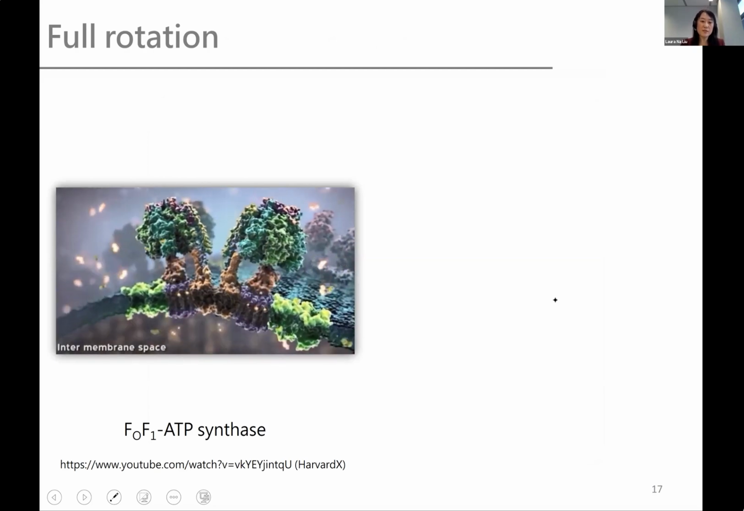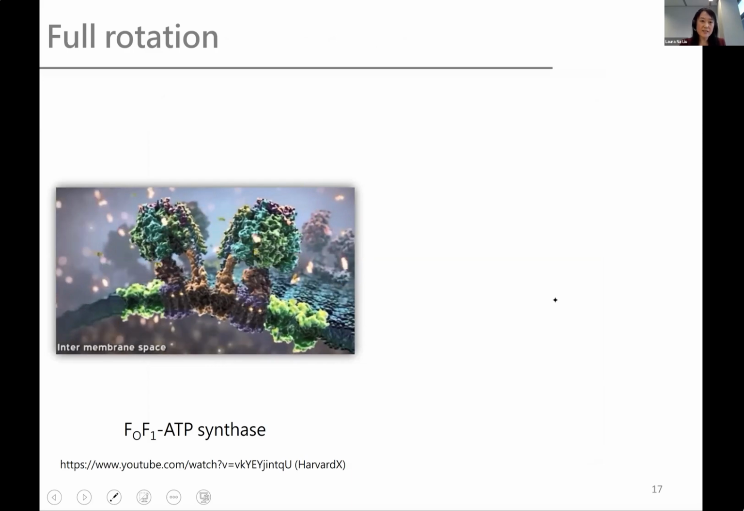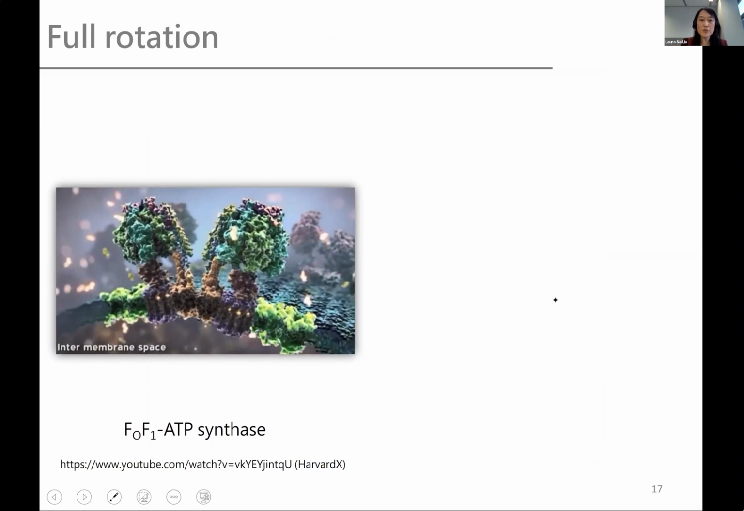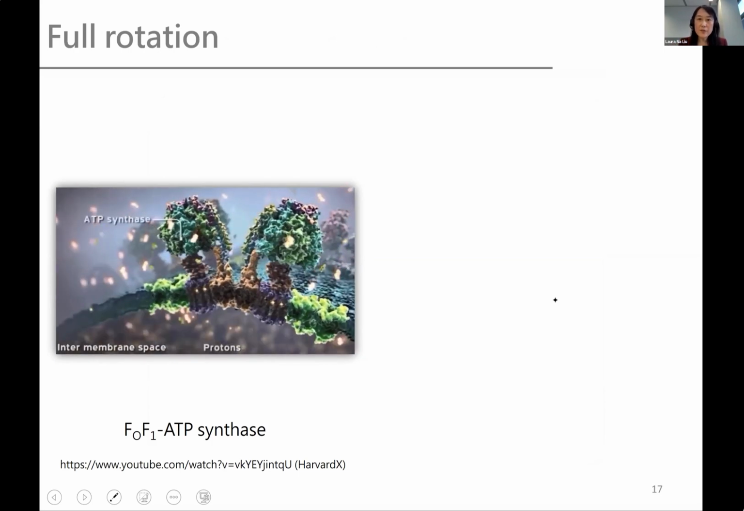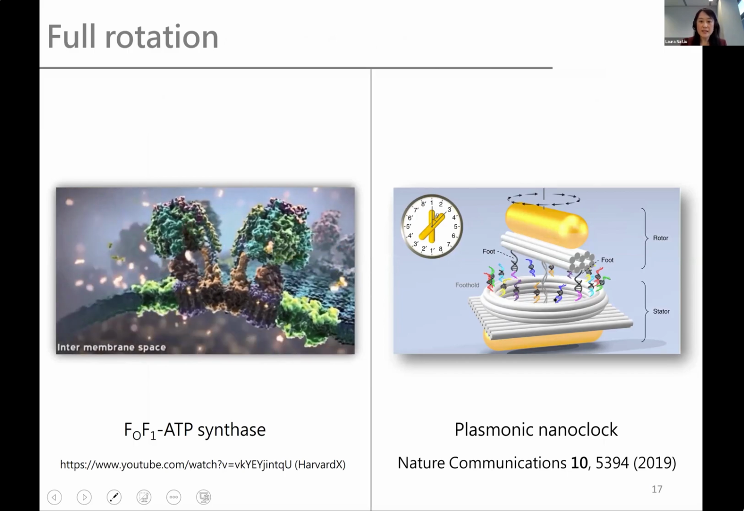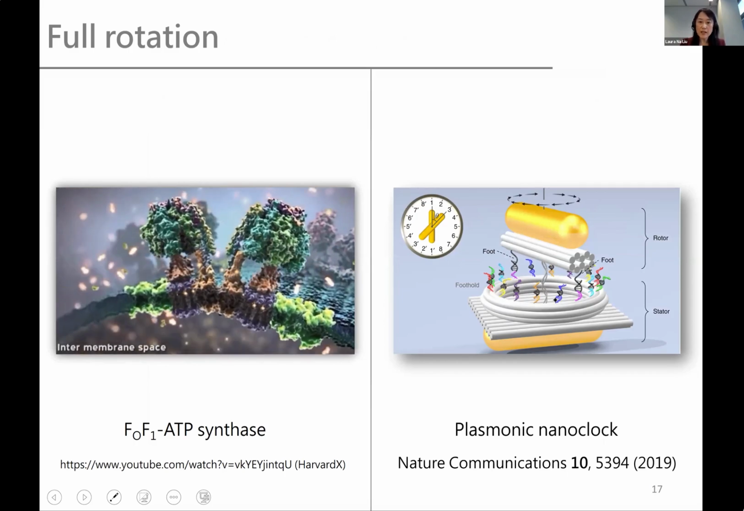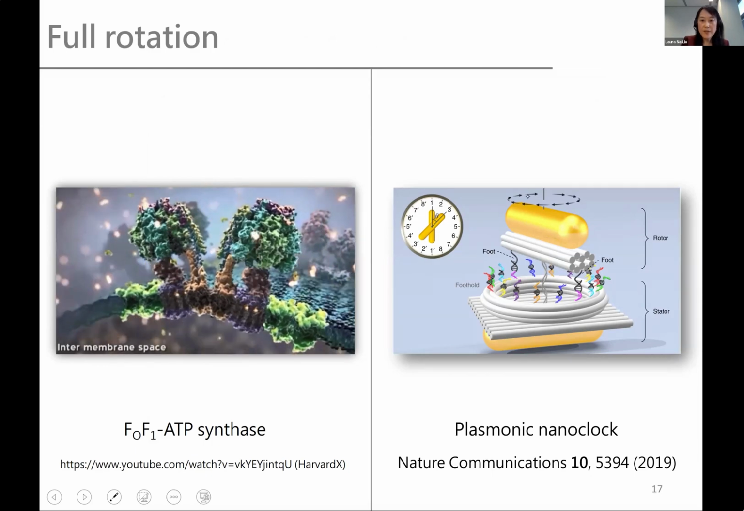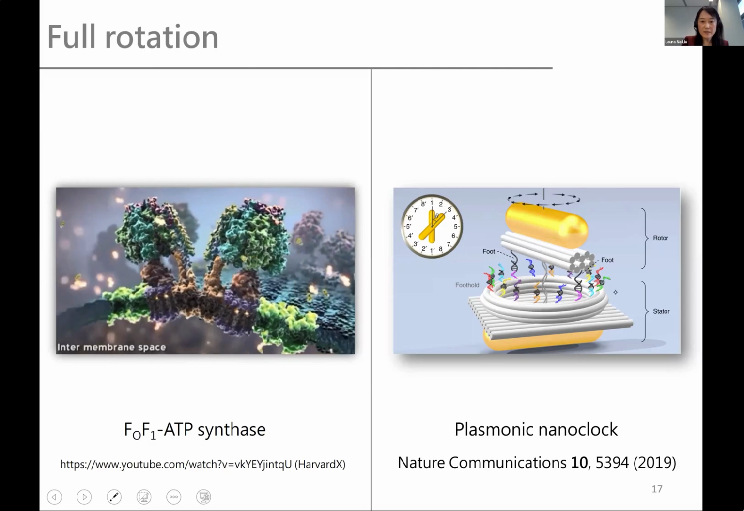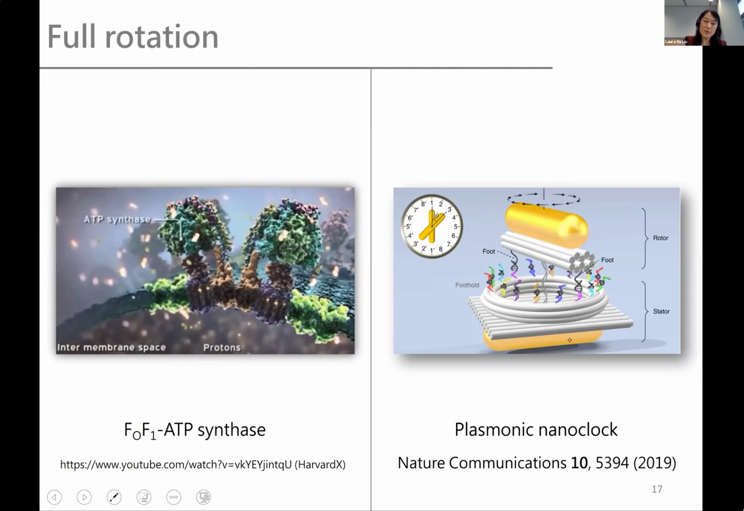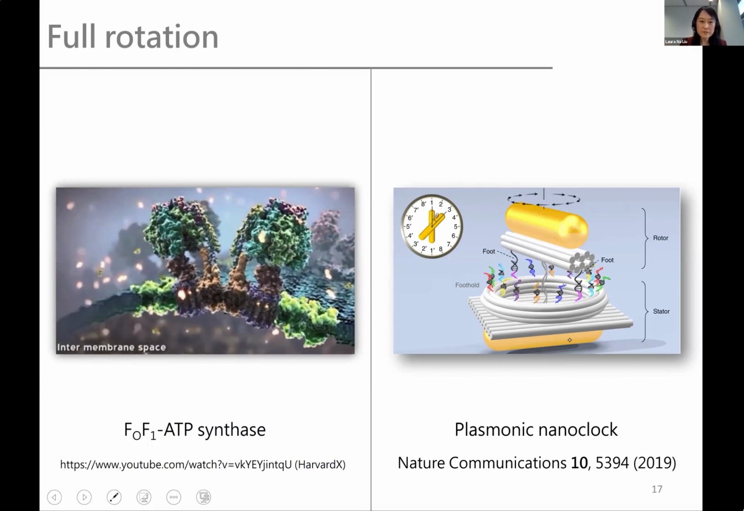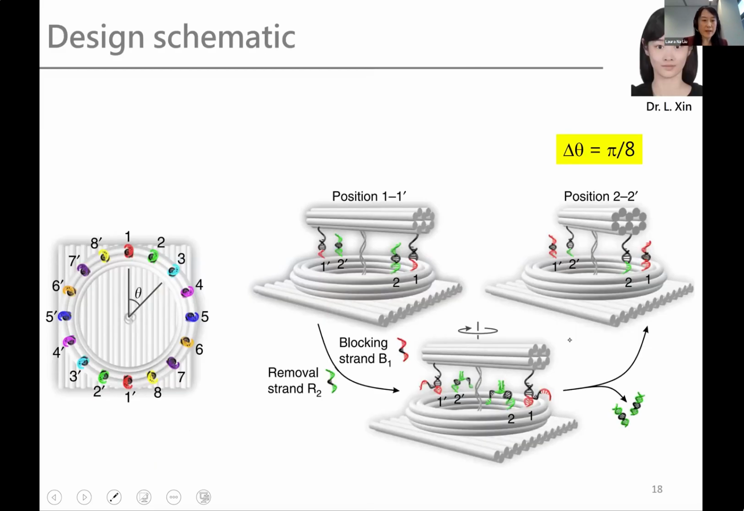You might wonder, where is the full rotation, like the case of this ATP synthesis machine, which can do full rotation? Indeed, very recently, my postdoc, Dr. Ling Xin, has realized a plasmonic nanoclock. In this case, this rotor gold nanorod can rotate against the stator gold nanorod with full rotations, clockwise or counterclockwise. I briefly show you the design schematic.